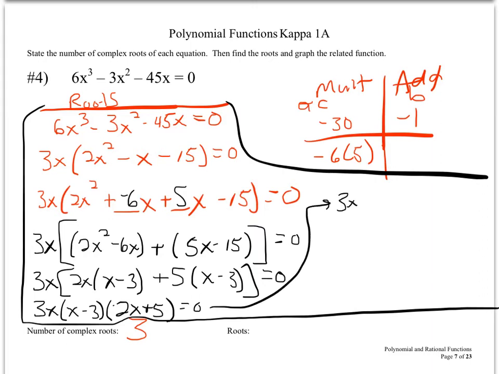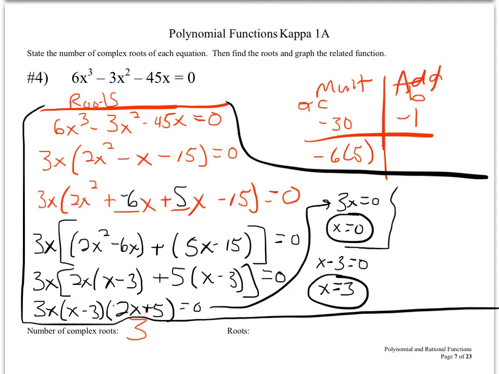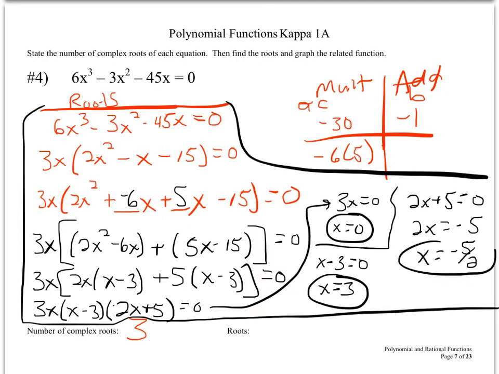So I have 3x equals 0, which gives me x is 0. I have x minus 3 equals 0, which means x is 3. And I have 2x plus 5 equal to 0, which means x is negative 5 halves, or negative 2.5. My roots, negative 5 halves, 0, and 3.